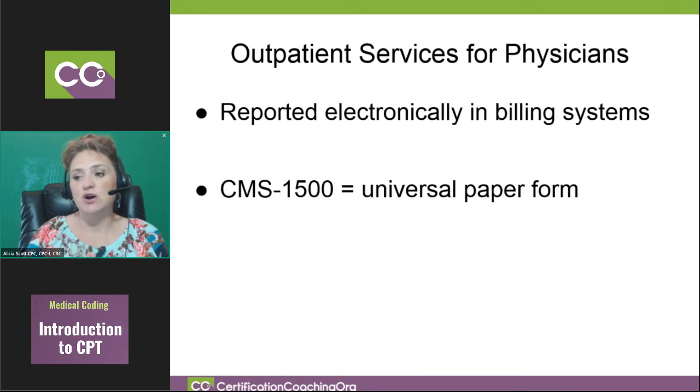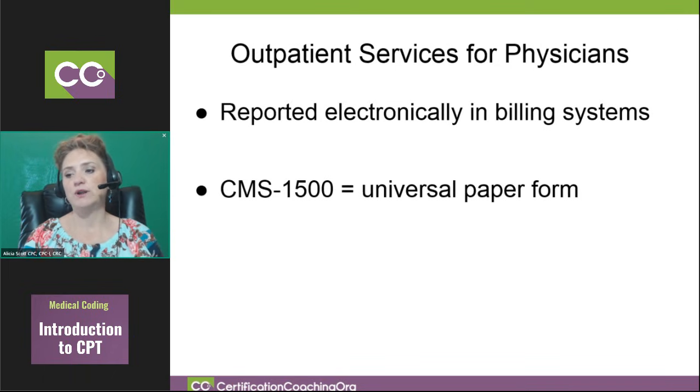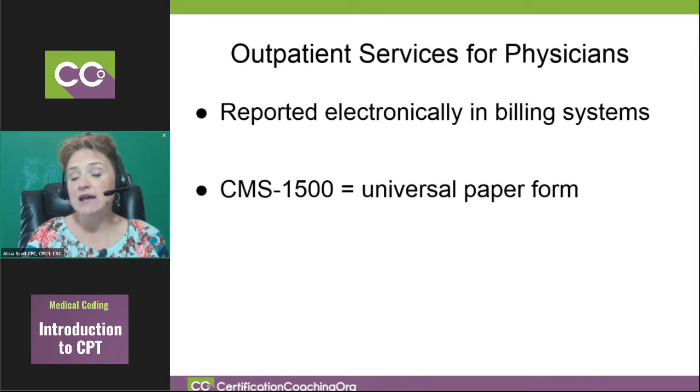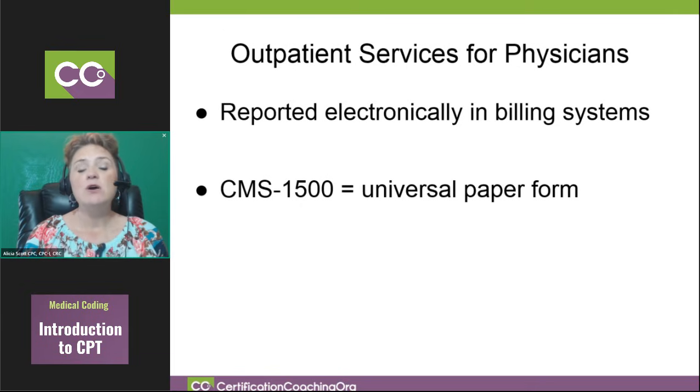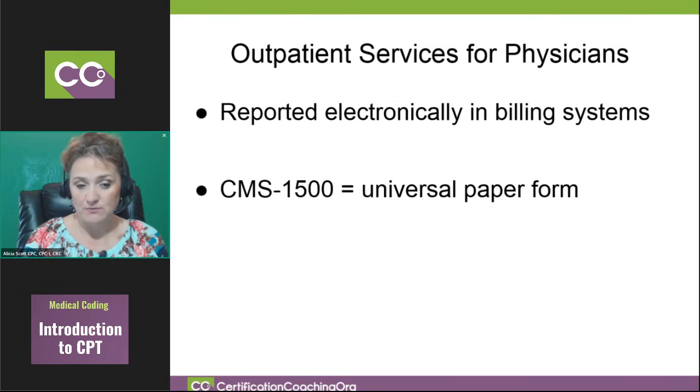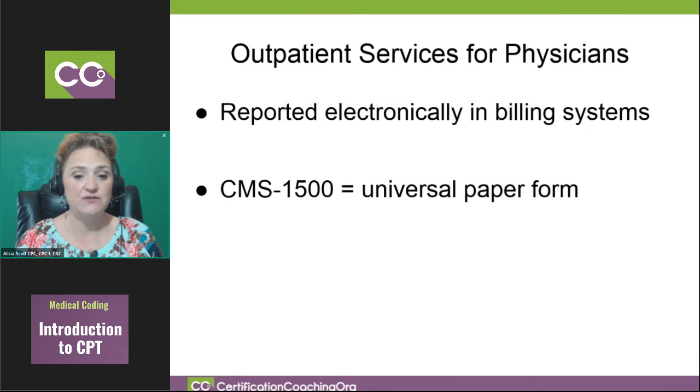When these codes are reported, they're all reported electronically. Now, in the past, they would a lot of times be sent in via mail. Some things were faxed, but everything now is required to be reported electronically, and that's how the billing system is set up. The codes are put on a specific form that's called the CMS 1500 form. This is a universal form for the US.